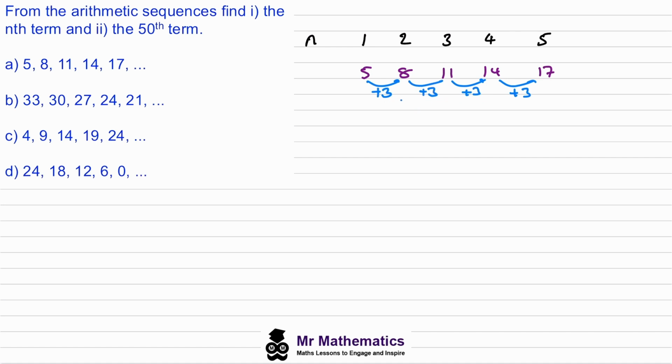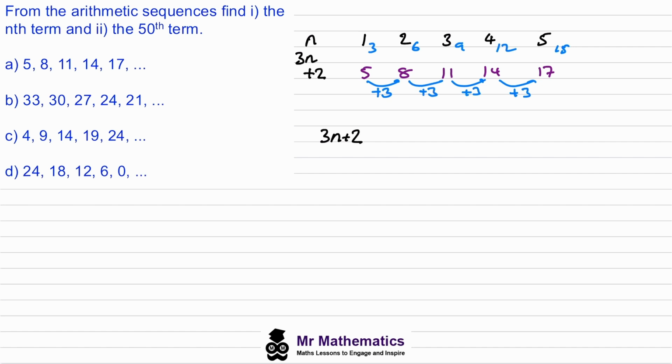So because our sequence goes up by 3, we need to multiply each of these n values by 3. So we create the 3 times tables. And when you multiply this n by 3, we get 3n. And now to go from the 3 to the 5, the 6 to the 8, the 9 to the 11, and so on, we need to add 2.